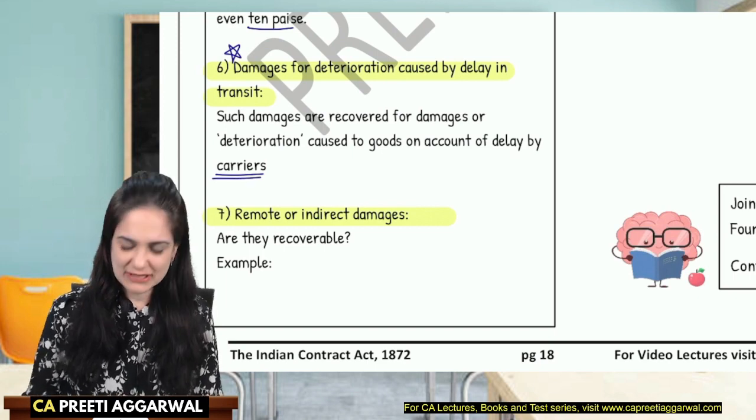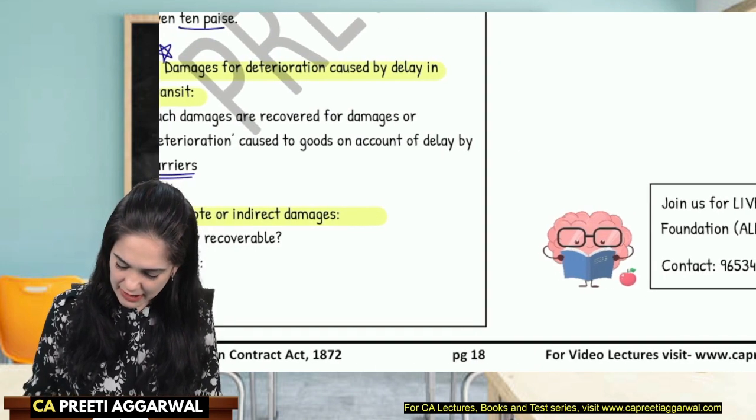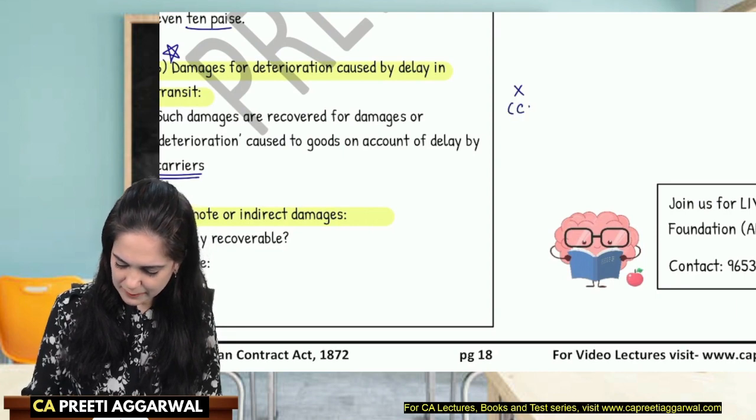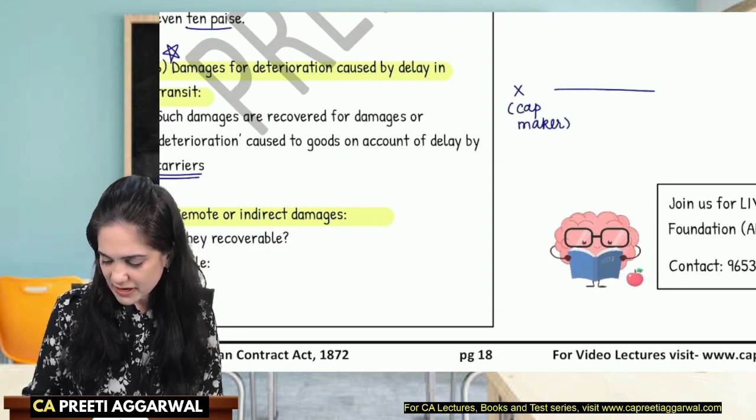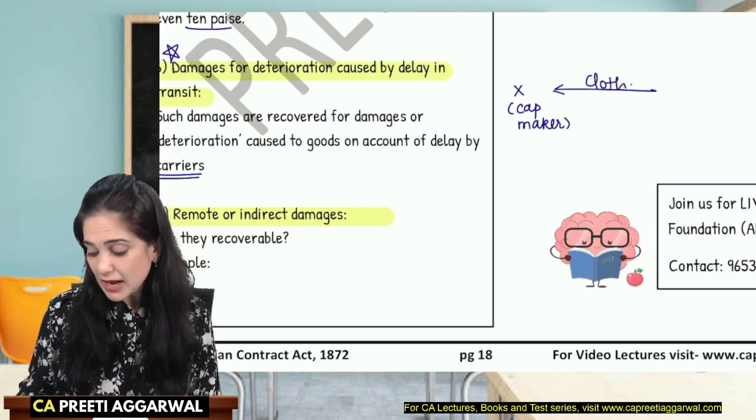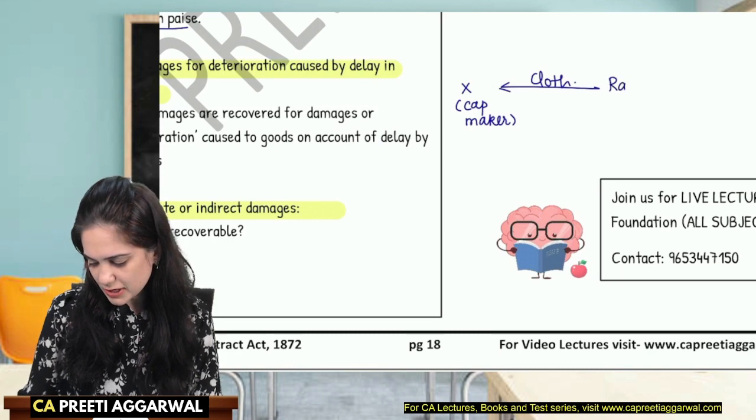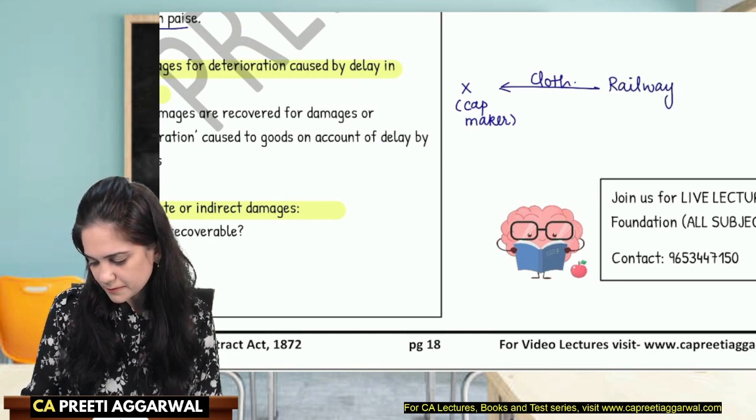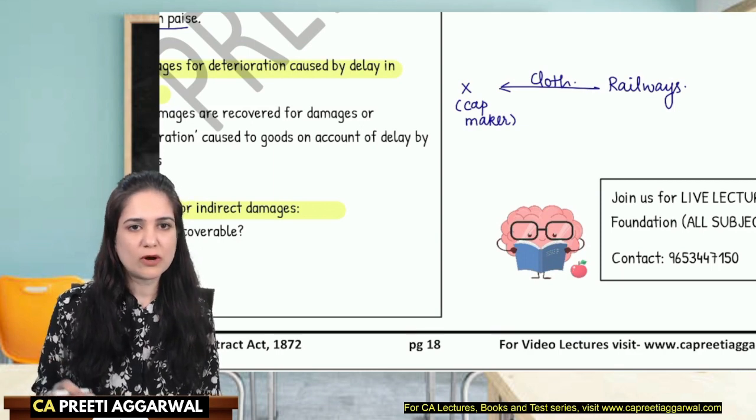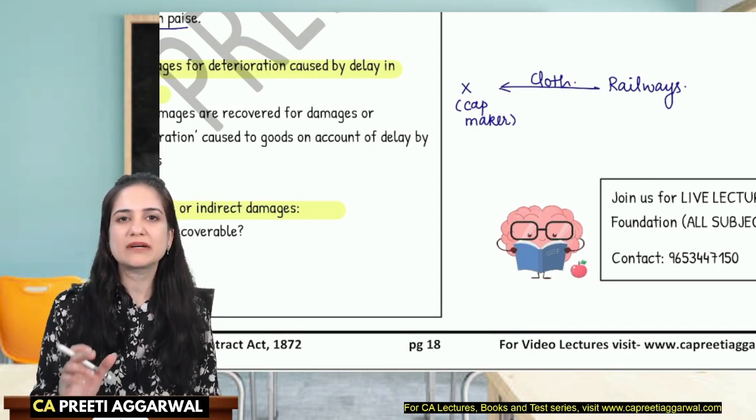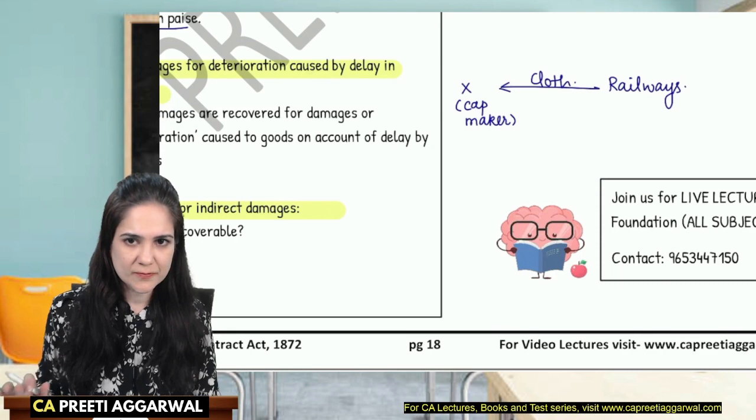So let's say for example that X is a cap seller, a cap maker. He ordered velvet cloth for making caps to be sold during the summer season, and the railways promised to deliver the cloth. But the railways delayed in delivering the cloth, and because of that, X could not make the caps on time and he lost the season.